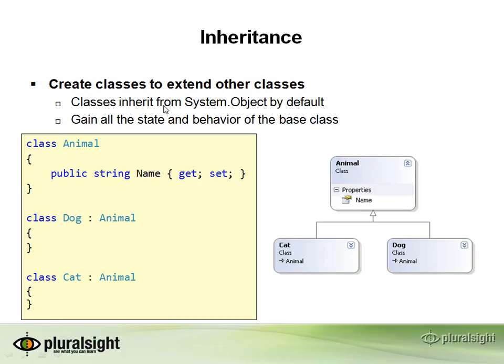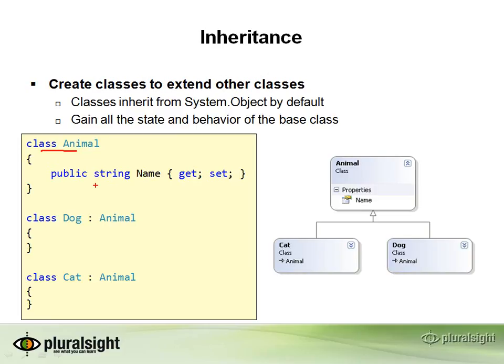And when you establish an inheritance relationship, the class that you're inheriting from, you're going to gain all of the state and behavior that's defined in that base class. So for example, in this code snippet, we're defining an Animal class. By default, the Animal class is going to inherit from System.Object because we haven't specified another base class for it.